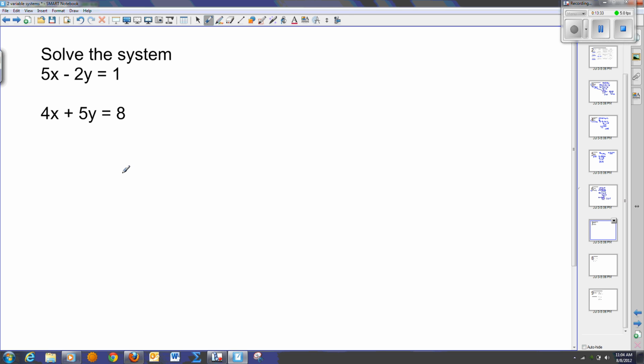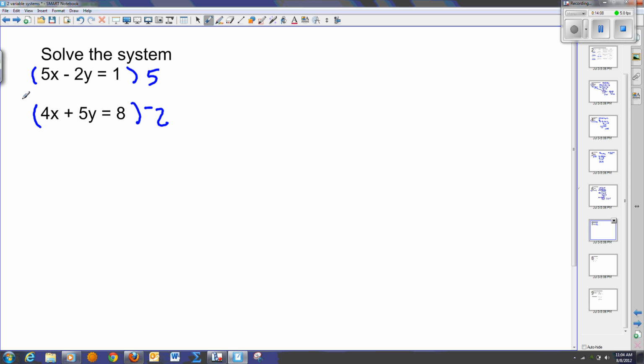Now, in this system, I look and nothing matches up, so I can't eliminate right away. I notice that 4 doesn't go into 5 evenly, and I notice that 2 doesn't go into 5 evenly. So what I'm going to have to do in this case is probably multiply both equations by something in order to get a variable to be opposite. So I look, and the easiest one that I see is multiplying the top equation by a 5 and the bottom equation by a -2.